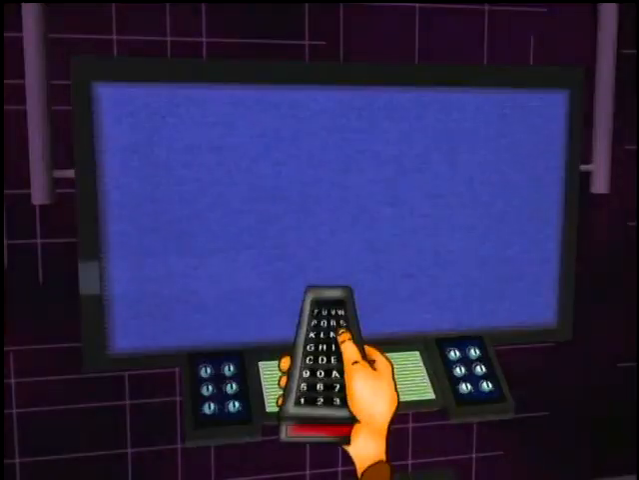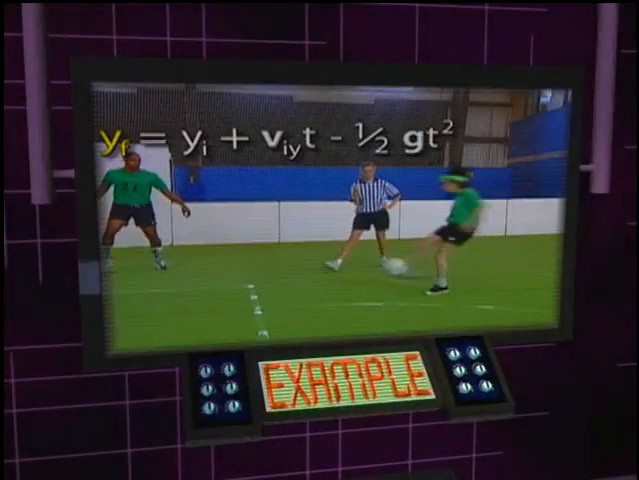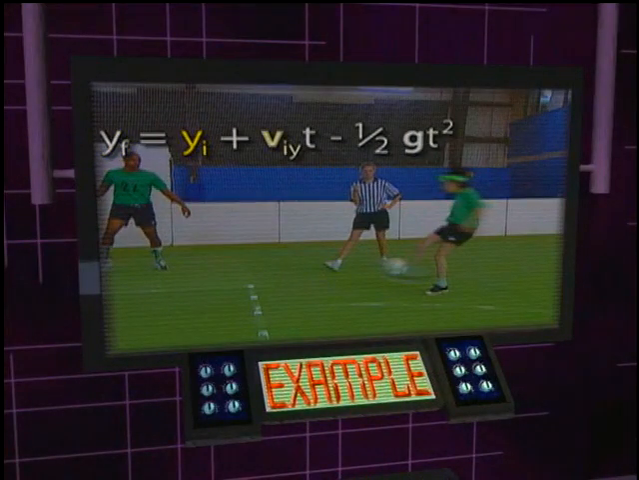Now we have all the numbers we need to figure out the displacement of the ball as it reaches the net. All we have to do is plug and chug. Our equation is y sub f equals y sub I plus v sub iy times t minus 1/2 gt squared.